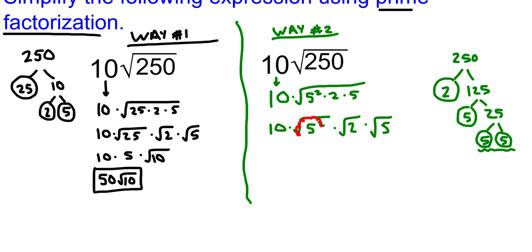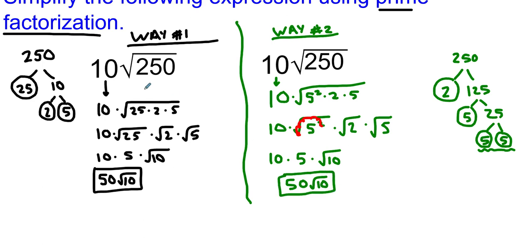I just have the 5 left over times the square root of 2 times 5, or the square root of 10. Well, 10 times 5 is 50, root 10, and I got the same answer either way. So it doesn't matter how you get there. Either way will work, whether you see those perfect squares or not.